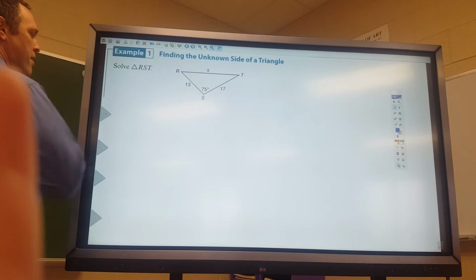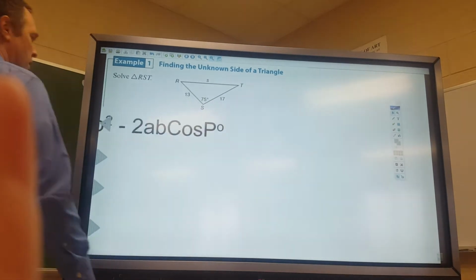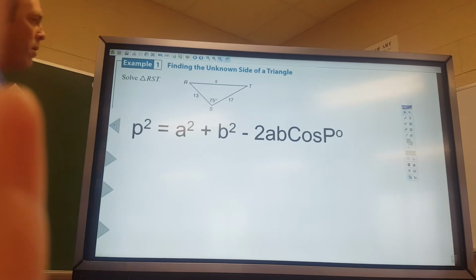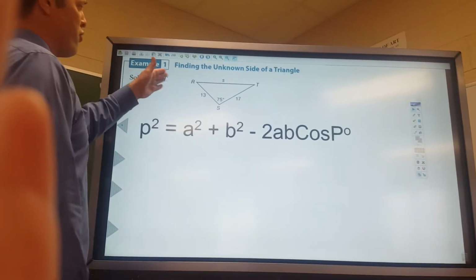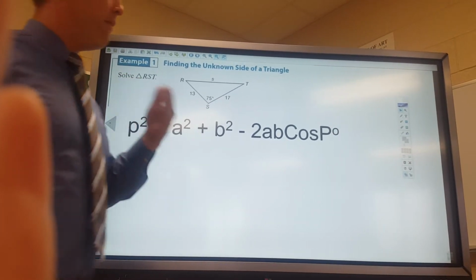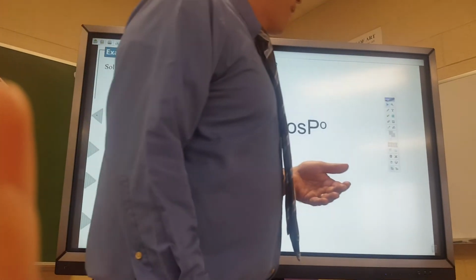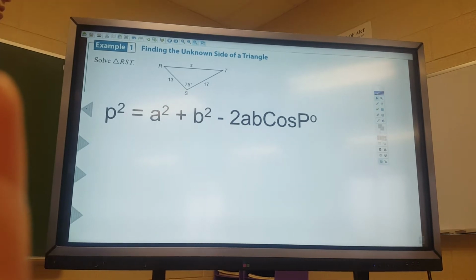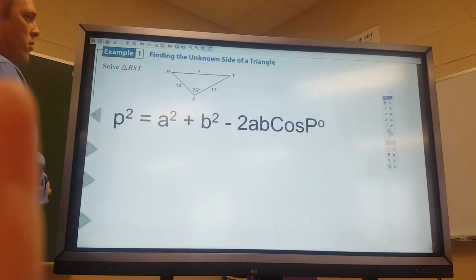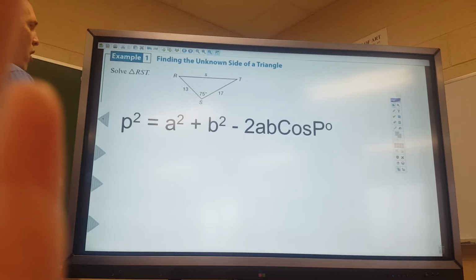So we're going to use our formula. Oh, and I drew on it. Hopefully that doesn't mess everything up. Okay, so there's our formula: P squared equals A squared plus B squared minus 2AB cosine P. Solve for triangle RST. When they say solve, they mean find every value for the triangle RST. So they want us to solve for all parts. I think I had some other parts that I don't see on there, but we'll do the best we can here. So we want to solve for the other parts. First of all, solve for side S.